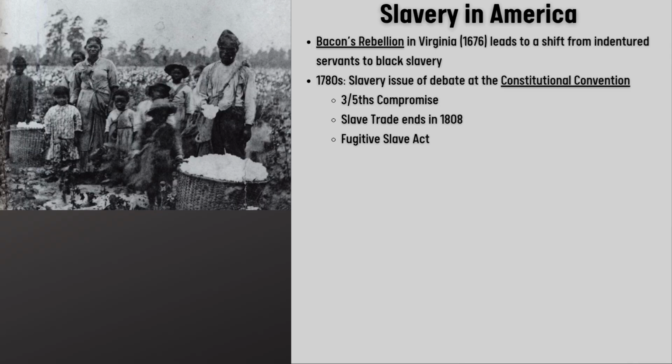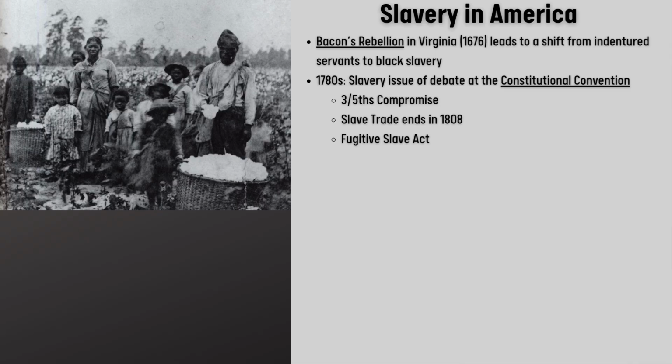Moving forward to the 1780s, slavery became a hot topic at the Constitutional Convention. Here we see the infamous Three-Fifths Compromise emerge, a decision that would haunt American history by counting enslaved individuals as three-fifths of a person for representation and taxation purposes. By 1808, the transatlantic slave trade is officially banned. But the Fugitive Slave Act reinforces the harsh realities of slavery, requiring escaped slaves to be returned to their enslavers.